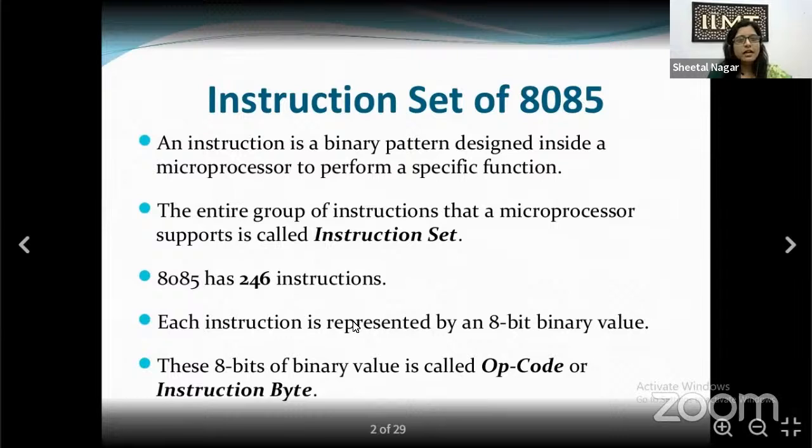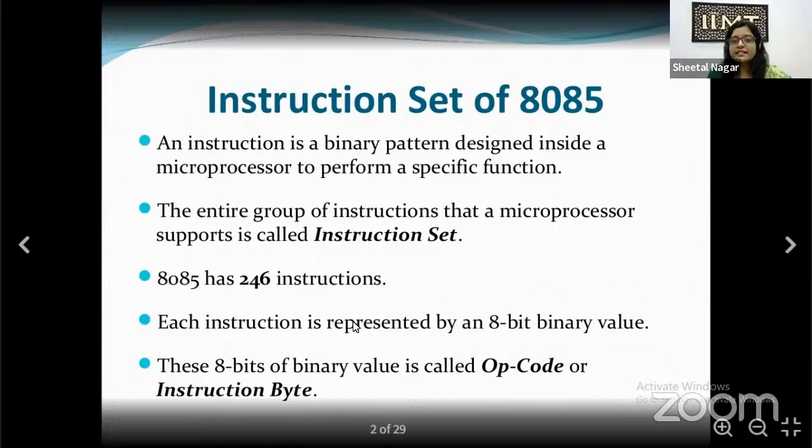First of all, an instruction is a binary pattern which is designed inside a microprocessor to perform a specific function. The entire group of instructions that a microprocessor supports is called instruction set. In 8085 microprocessor, we have 246 instructions. Each instruction is represented by an 8-bit binary value.